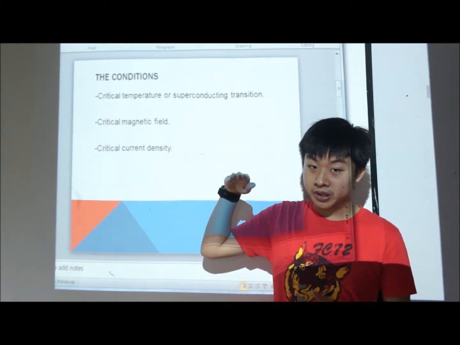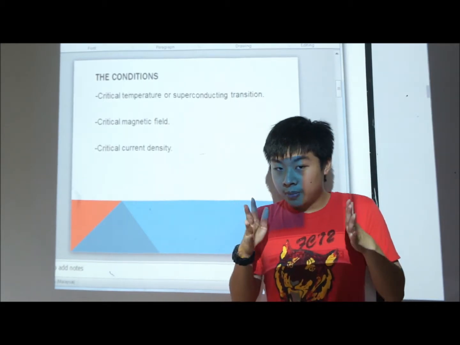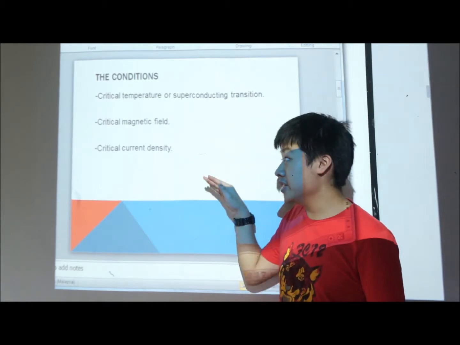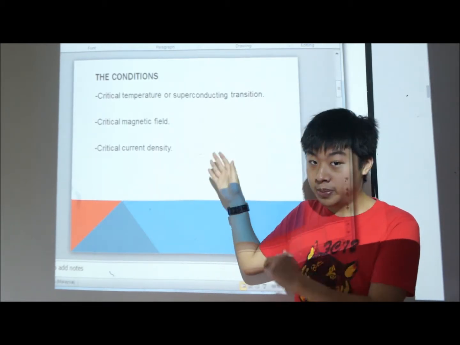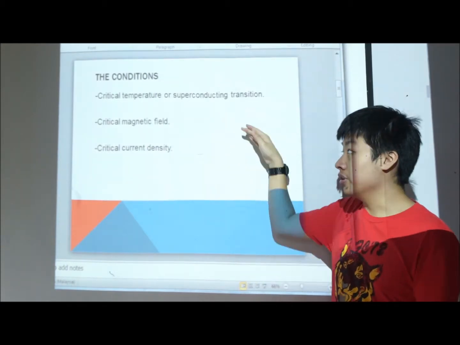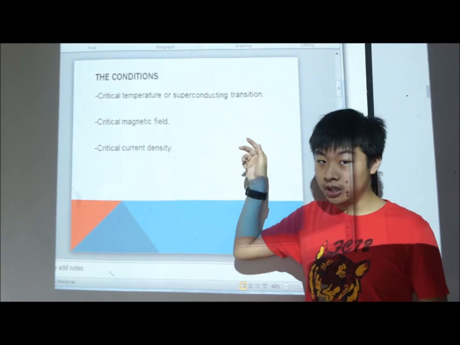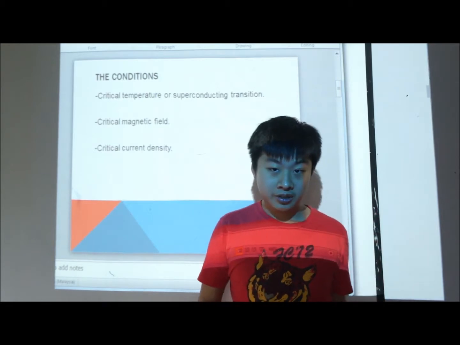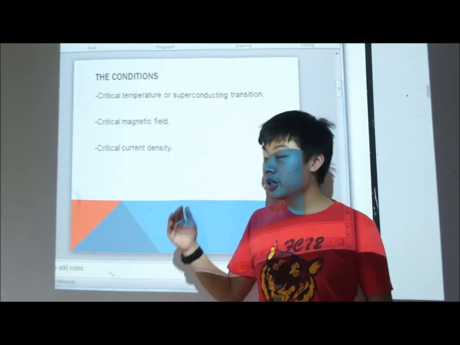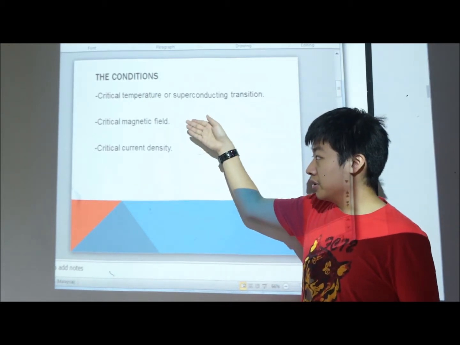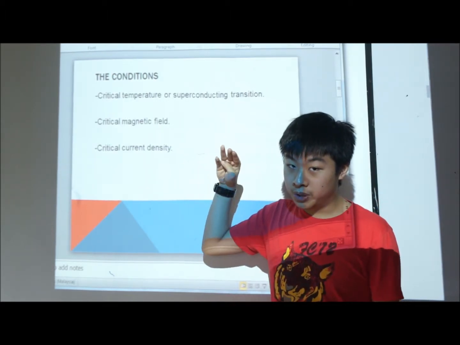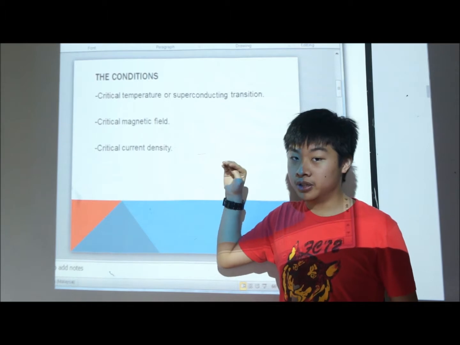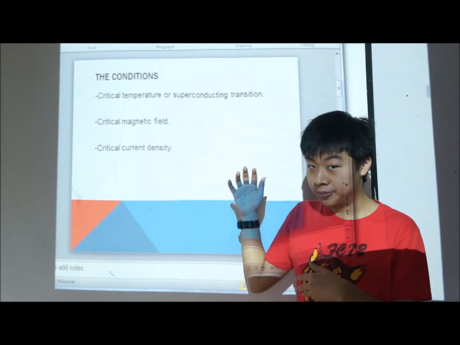They have to stay within a certain limit. Each alloy or material has its own critical temperature, magnetic field, and current density in order to display the properties. Temperature is the most important. The highest known critical temperature is 130 kelvins, and the critical magnetic field and current density must stay below their limits in order to display superconductivity.